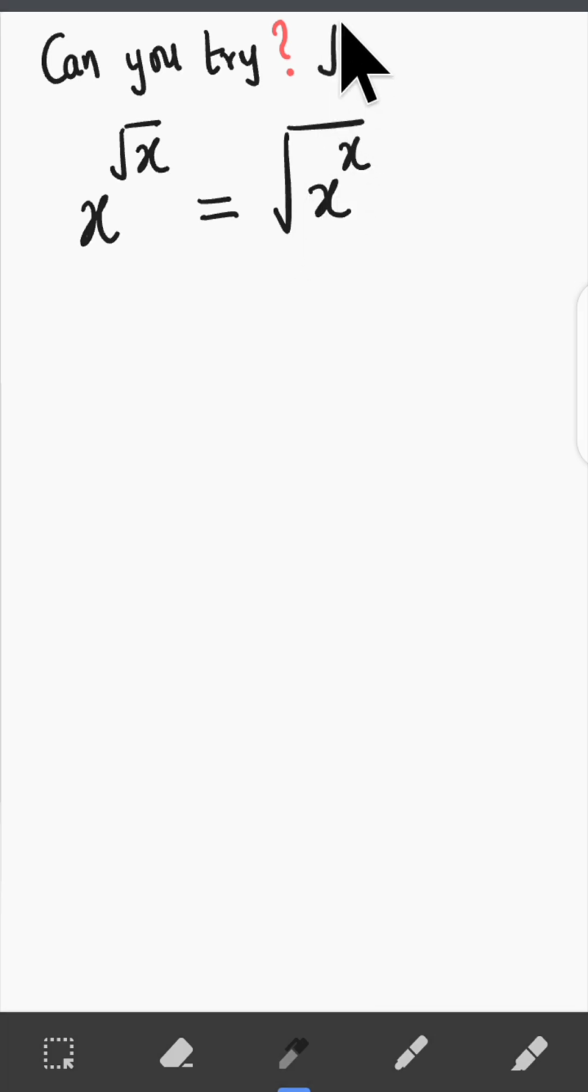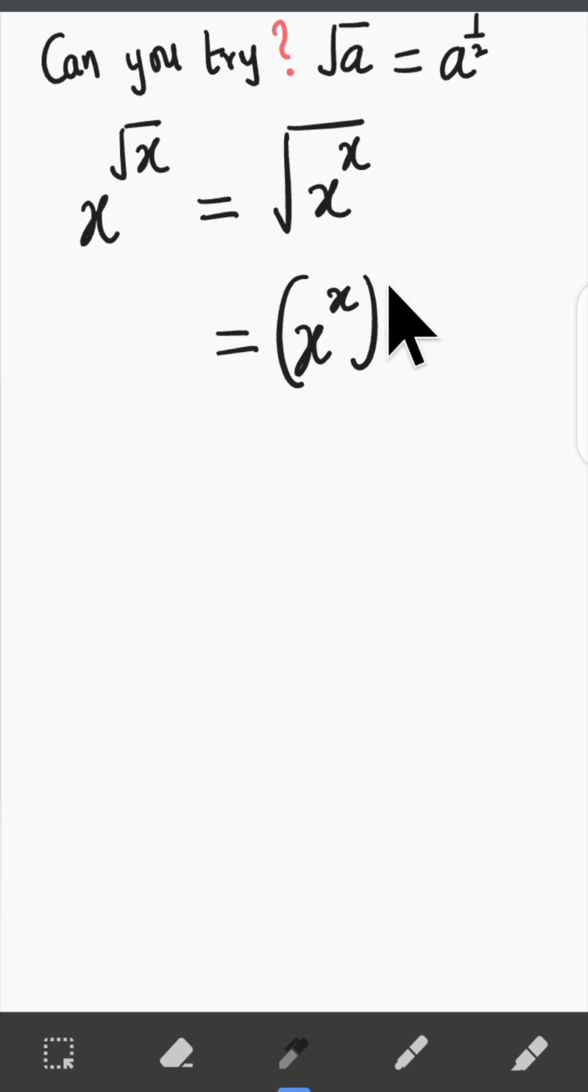If I have square root of a like this, I can write the square root of a as a to the power 1 over 2 in its index form, right? So that's what we will do in the right hand side. So the square root of x to the x can also be written as x to the x, then all to the power 1 over 2, right? It's possible. Then the left hand side still remains x to the square root of x.